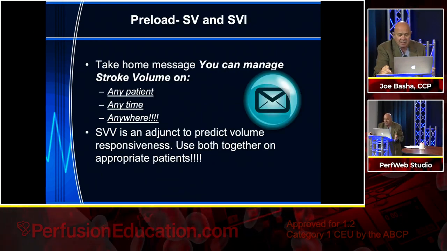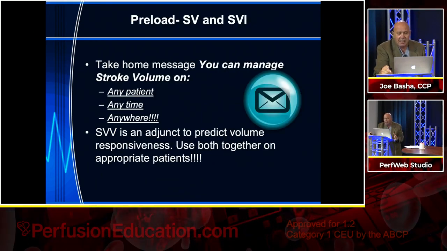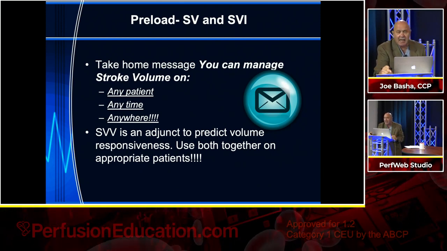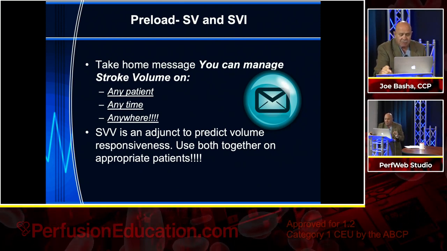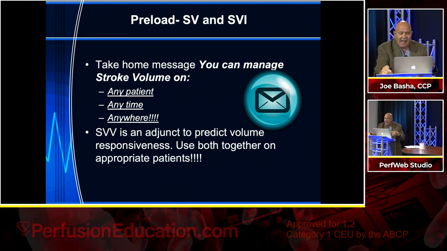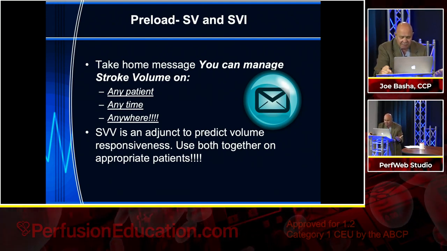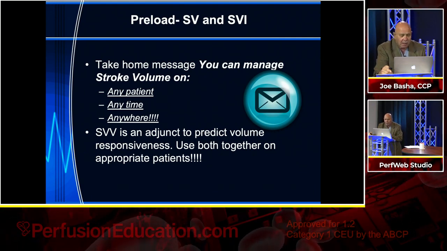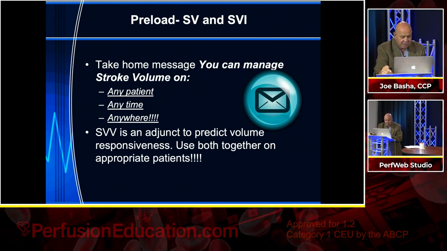So the take-home message is stroke volume. You can measure stroke volume on any patient, anytime, anywhere. Stroke volume variation is an adjunct to predict volume responsiveness. Use both together on appropriate patients.